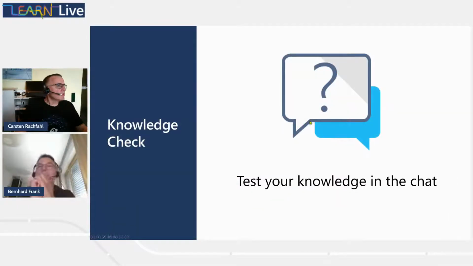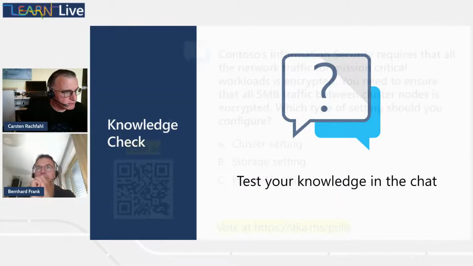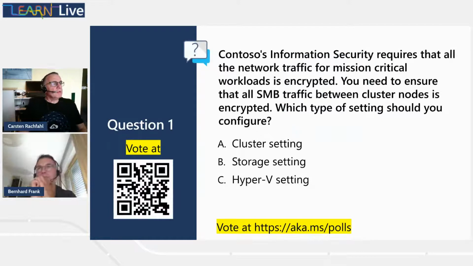Let's go to the knowledge check, and we talked about some here. So let's first talk about the scenario. Contoso information security requires that all the network traffic for mission critical workloads is encrypted. You need to ensure that all SMB traffic between cluster nodes is encrypted. Which type of setting should you configure?